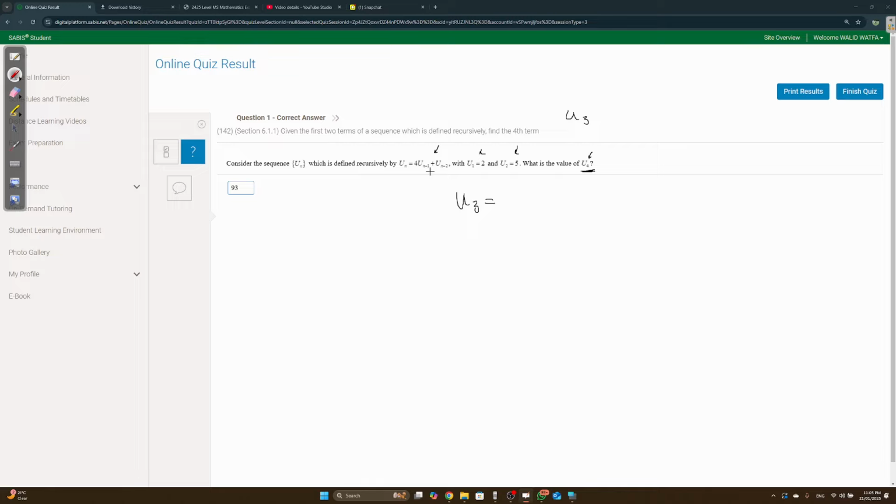u_3 would be equal to 4 times u_2, right? Because n minus 1, if n is 3, 3 minus 1 is 2, plus u_1, right? Because 3 minus 2. You substitute, so 4 times 5 plus 2 is equal to 22. So that's u_3. Now can I find u_4? Yes, I can. So it's going to be 4u_3 plus u_2, which is equal to 4 times 22 plus 5. So you get 93. Very easy.